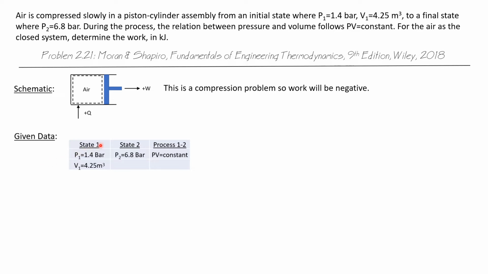Make a table of the given data. We know the pressure and the volume at state 1, we only know the pressure at state 2, not the volume. And we know that the process relationship is PV equals constant.